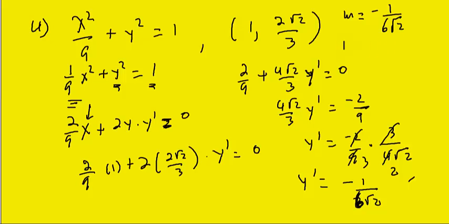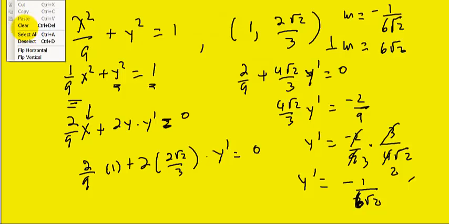What is the slope of a normal line? 6 rad 2. Okay. I don't have to write out the equation for you, do I? No. We're good. Alright. So let's go to number 5.